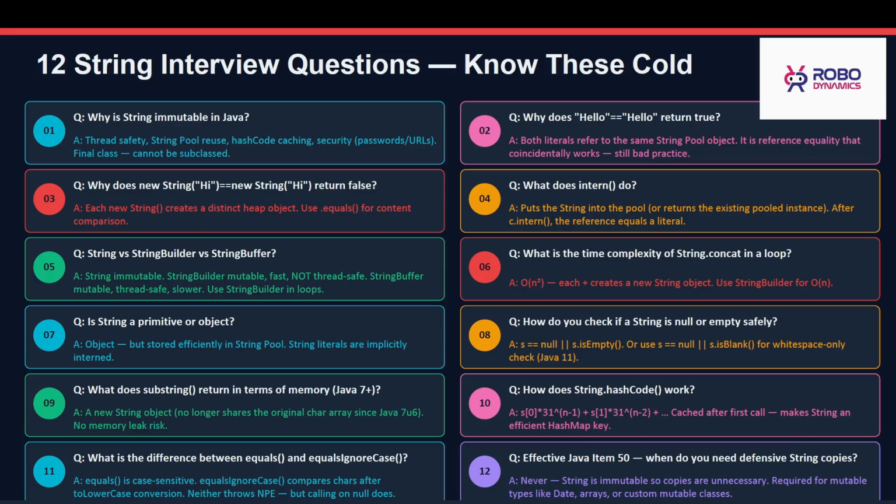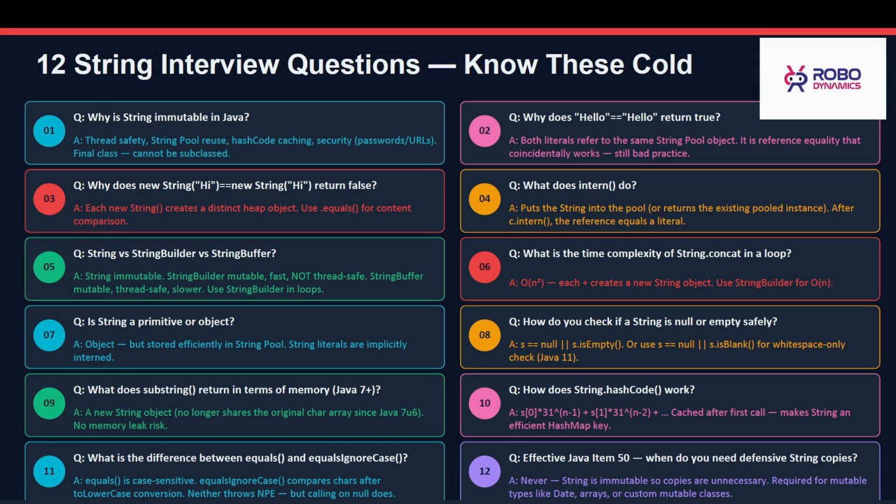Why does "hello" double equals "hello" return true? Because double equals checks the references and not the content, so it returns true. Why does new String("hi") double equals new String("hi") return false? You can see that new String creates a new object in the heap, so they are two different addresses. Hence the references do not match, and double equals returns false. If you want to compare the content, you should avoid double equals and use the equals method.